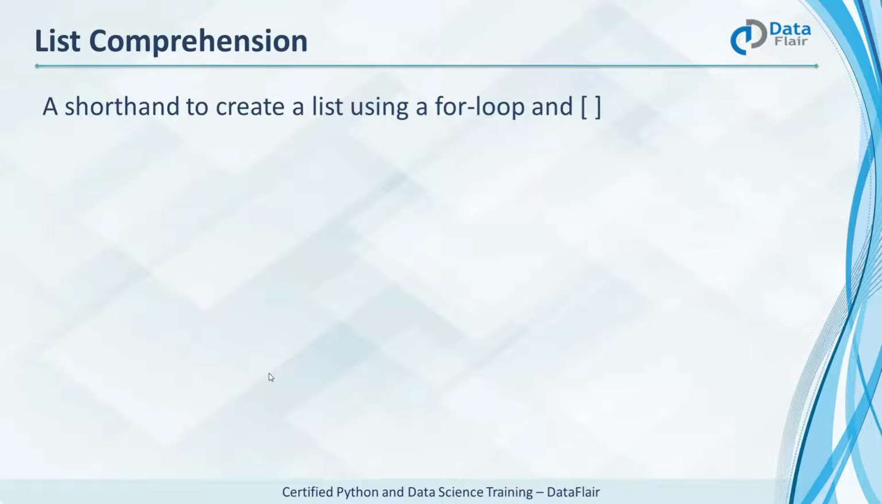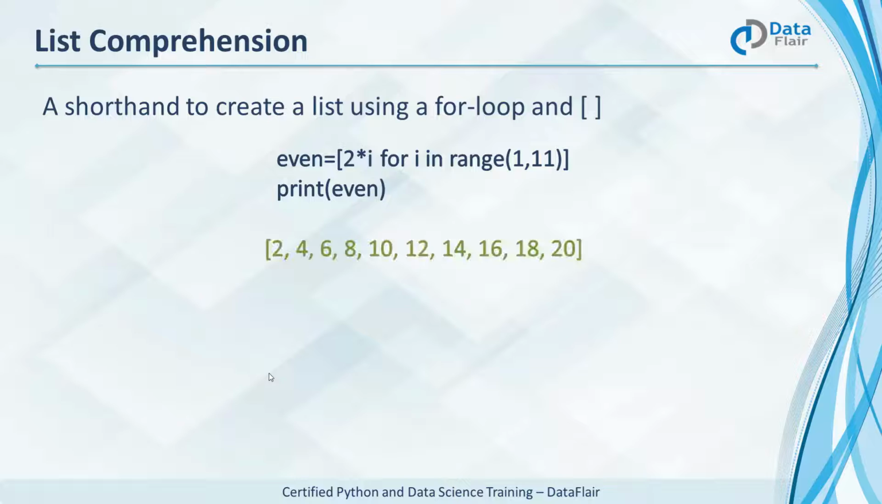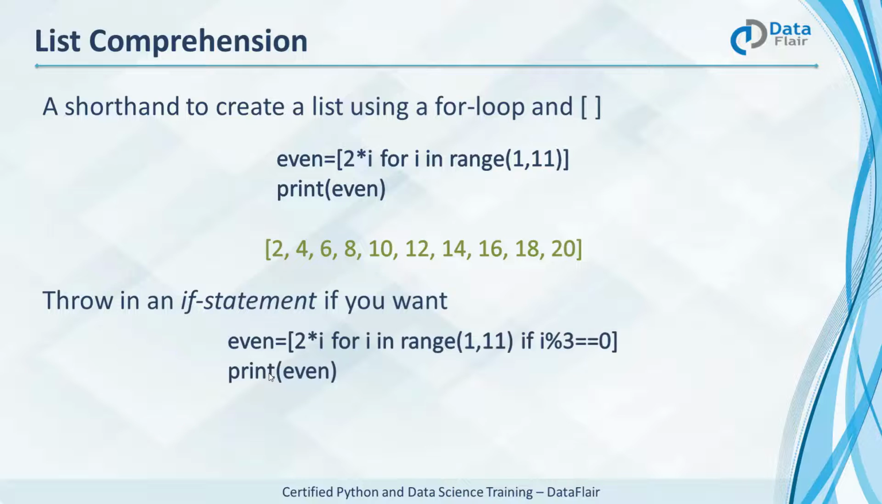There is a shorter way to create a list. This is a list comprehension. For each value in the range of 1 to 10, put twice the value in the list. So it adds 10 even numbers to a list. You can also put in if statements in this. Do it only if it is also divisible by 3. This leaves us with the values 6, 12 and 18.